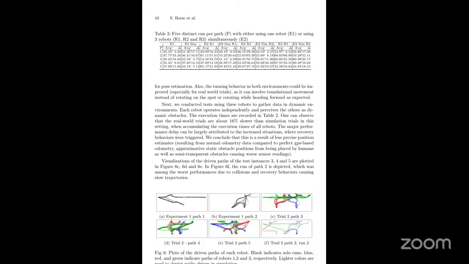In experiment 2, they used 3 robots. This is the more practical experiment. That means 3 robots moved at the same time, and every robot is considering the other robots as dynamic obstacles. Compared to the simulation, the real robot was 16% slower because of the recovery behaviors.